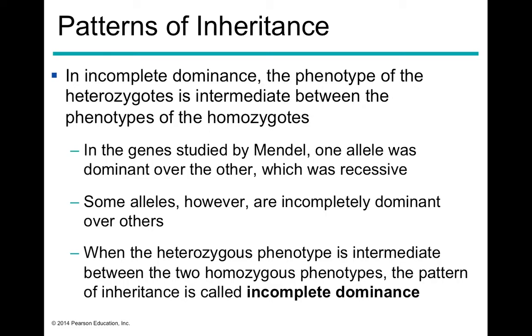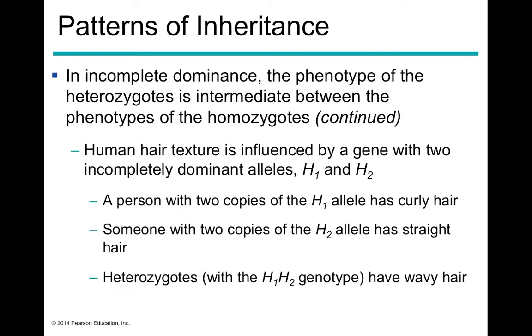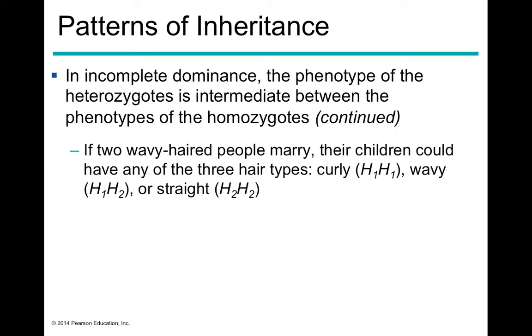And that actually is a lot more common than it was originally imagined. And again, that's called incomplete dominance. An example of incomplete dominance is human hair texture. So if we have 2 different alleles, and they're both incompletely dominant, we're going to call them H1 and H2. If you have 2 copies of H1, so if you're homozygous for H1, you have curly hair. And if you're homozygous for H2, you have straight hair, but if you're heterozygous, you have wavy hair. So you have an intermediate phenotype that's neither curly nor straight.